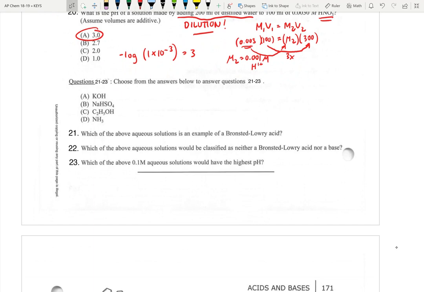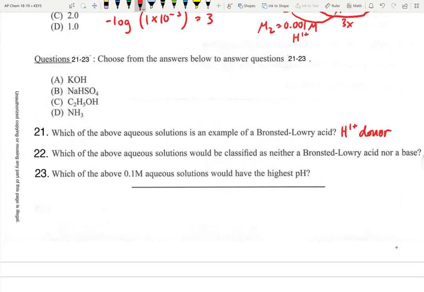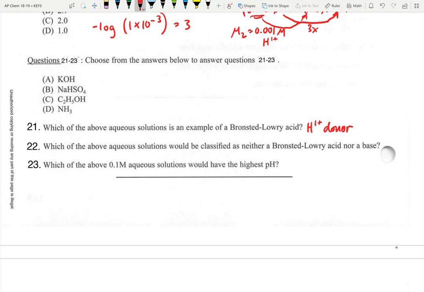All right. Next, 3. Which of the above aqueous solutions is an example of a Bronsted-Lowry acid? Remember, that means it's a hydrogen ion donor. It's got hydrogen ions to give. We want to look at those 4 choices like we did with the last ones. Try to identify what we've got here.